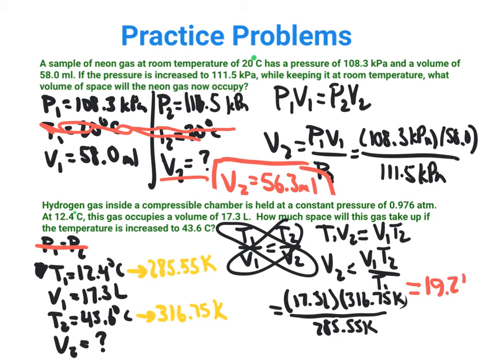19.2 liters. So increase the temperature by a little bit, and the volume goes up. So when you're doing these problems, you have to check yourself, and you have to make sure that the answer makes sense in terms of what kinetic molecular theory talks about. You also have to make sure you convert the temperature to Kelvin and that you're plugging these into the right place. So it's a little bit challenging.